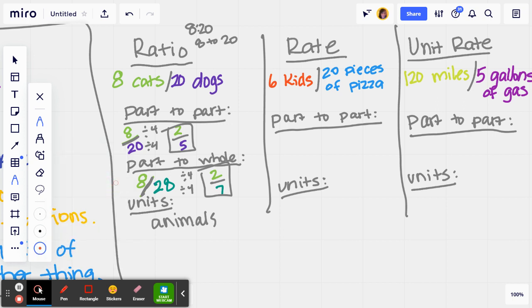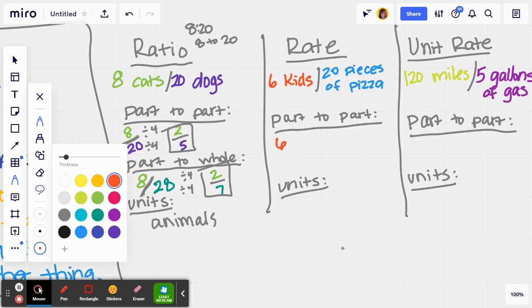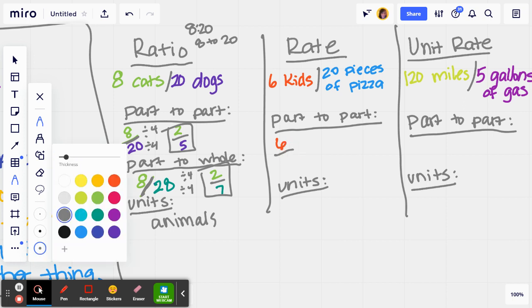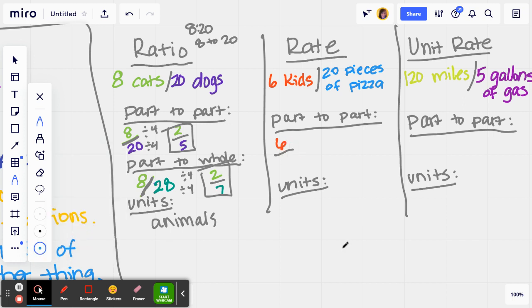All right. I have 6 kids. And again, I tend to make my ratios and proportions and rates into fractions because I find it easier to reduce that way. And it's also easier when we're finding proportions. I'll teach you a little trick when we get there. Okay. So here we go. This is part to part. 6 kids and 20 pieces of pizza. Can we simplify that? And if so, how low can you go?